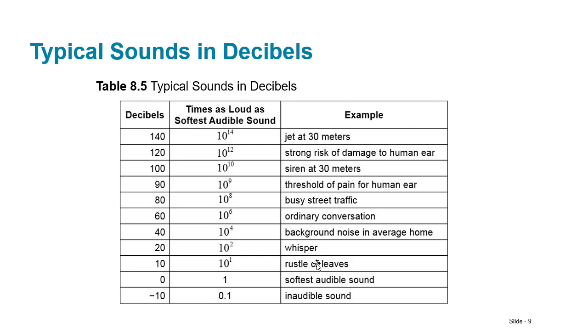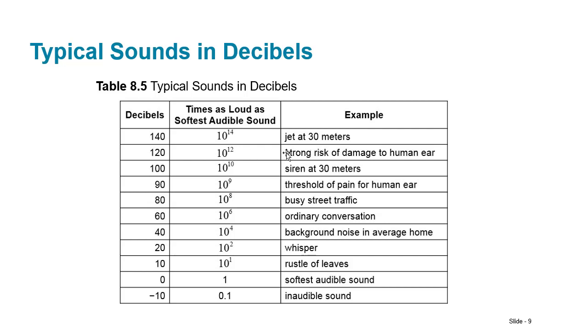So the rustling of leaves, right, is 10 decibels or 10 times as loud. A whisper is 20 decibels or 100 times as loud, right? So a whisper is supposedly 100 times louder than the softest thing you could hear. And it just goes up from there, right? Busy traffic. The threshold of pain for the human ear is 90 decibels, right? So a siren at 30 meters away, that hurts.